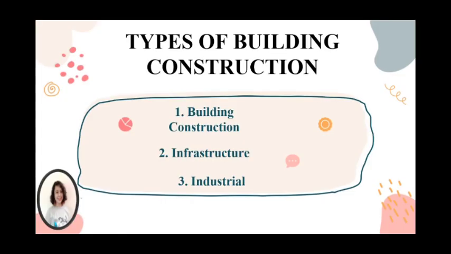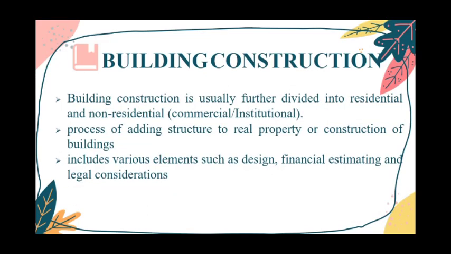We have three types of construction. First, we have the building construction, the infrastructure, and what completes the three is the industrial. Building construction is usually further divided into residential and non-residential, or what we call commercial or institutional.